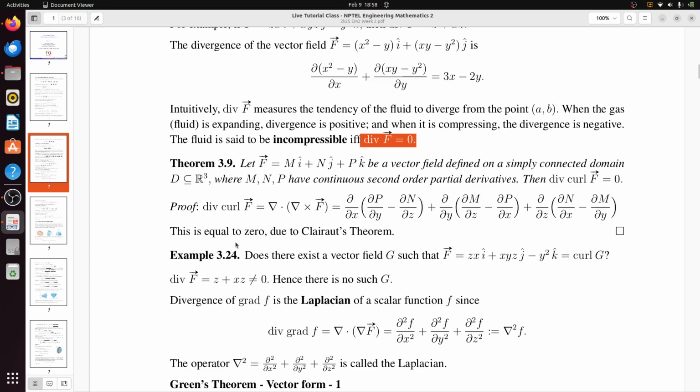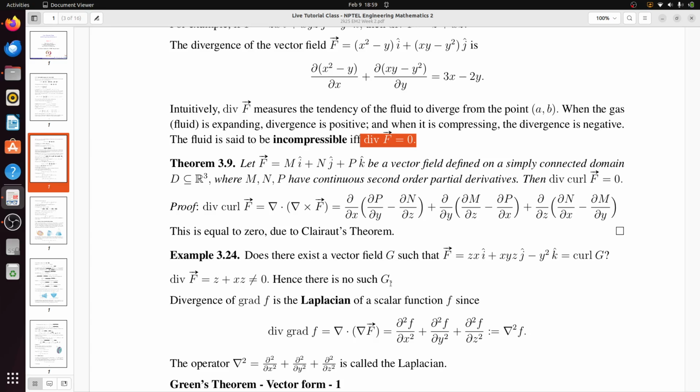Once again, another important identity, we have understood that curl of grad f is equal to 0. Also, divergence of curl f is 0. Divergence we will denote using this nabla dot sign. Divergence of curl f is actually equal to 0 due to Clairaut's theorem. You just break it and you will get it. So you need to remember these two things: curl of grad f equals 0 and divergence of curl f is also 0.